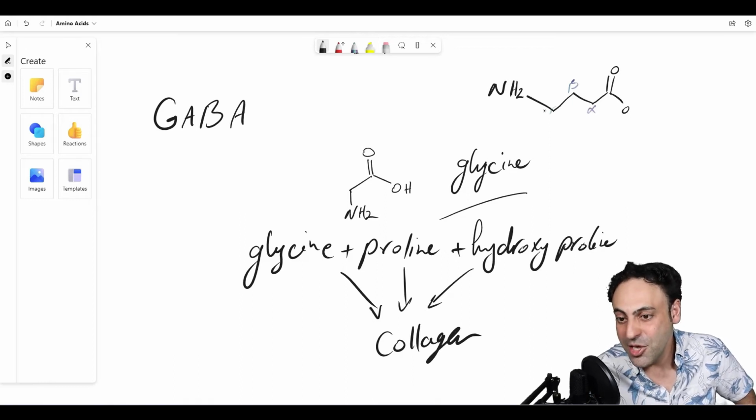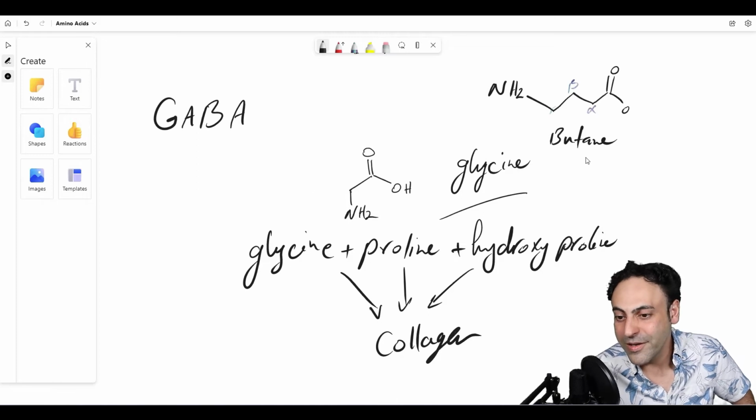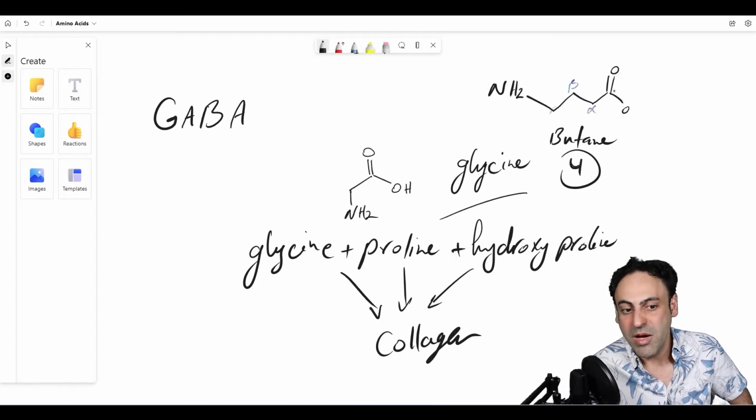And if you pay attention to this structure, you're going to see 1, 2, 3, 4. What does it mean? Butyric. Remember butane? How many carbons were inside butane? It was 4, is that right? So butyric means 4. So we have 1, 2, 3, 4 carbons, and it's on the gamma carbon. Gamma-amino-butyric, this is the aminobutyric 4-carbon, and acid, gamma-aminobutyric acid.